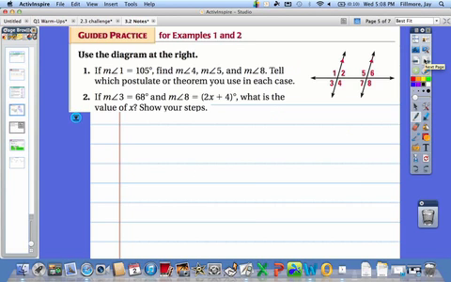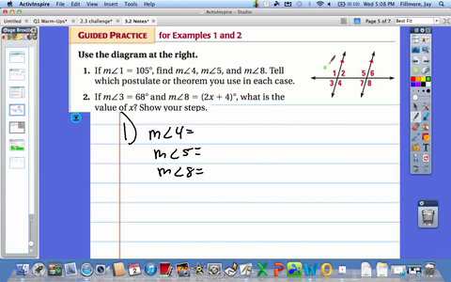So if the measure of angle 1 for number 1 is 105, we're going to find the measure of angles 4, 5, and 8. Tell which postulate or theorem you use in each case. So let's start with number 1. We'll find the measure of angle 4, 5, and 8. So angle 4, well we know angle 1 is 105.